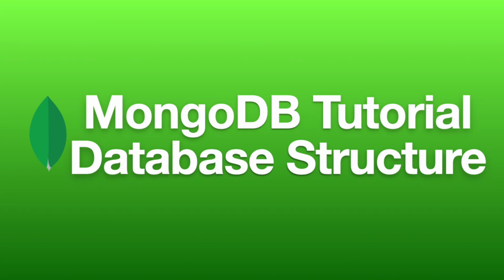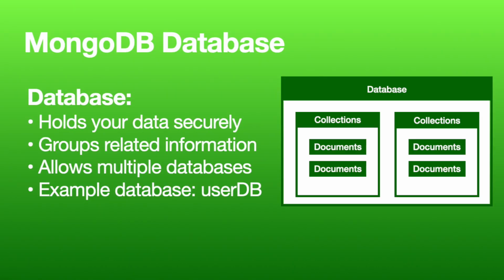In this tutorial, we'll dive into the structure of a MongoDB database and uncover how it stores data in a flexible, document-oriented way. A MongoDB database is designed to store data securely while organizing related information into logical groups. It also allows you to create and manage multiple databases within a single system. For example, you could have a database named userDB that contains all the information related to your application's users.